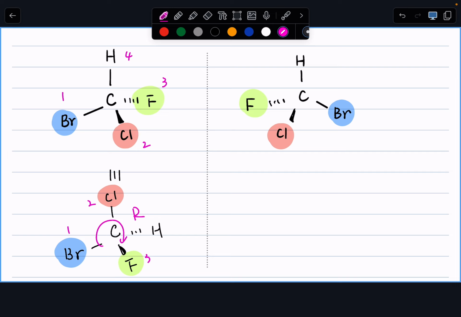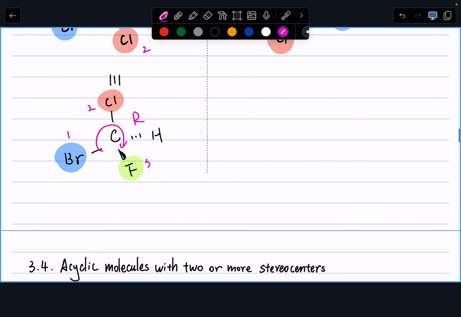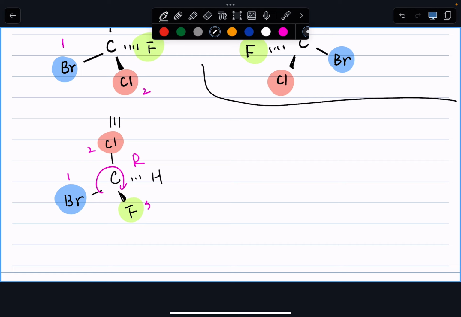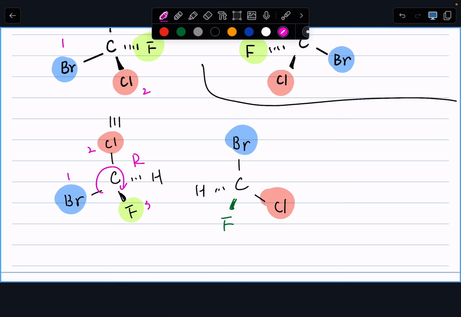You can also do a different drawing. What if I just want to put my bromine on, let's see. What if I rotated my molecule so that I have my carbon in the middle, and then I put my bromine on top, and my chlorine here, and then my fluorine wedged out, and then my hydrogen dashed in. Right, so that's a different way of looking at it. We have 1, 2, 3. We still have an R.